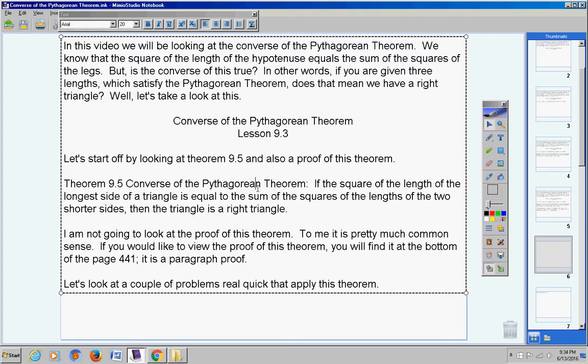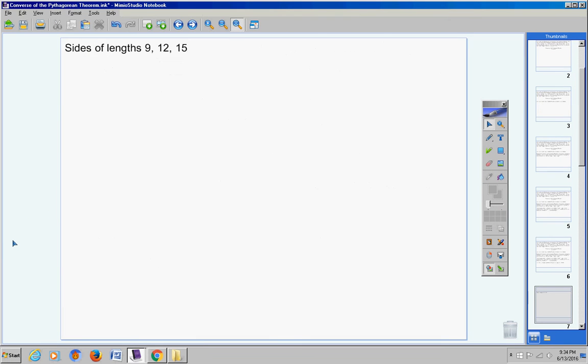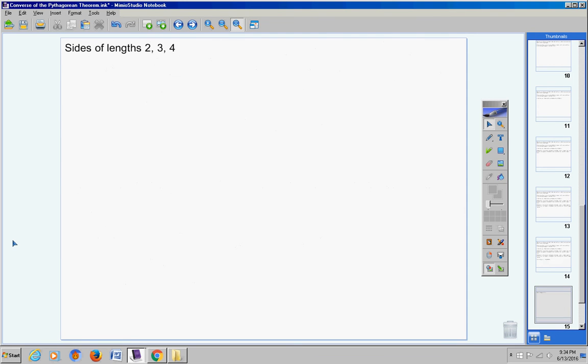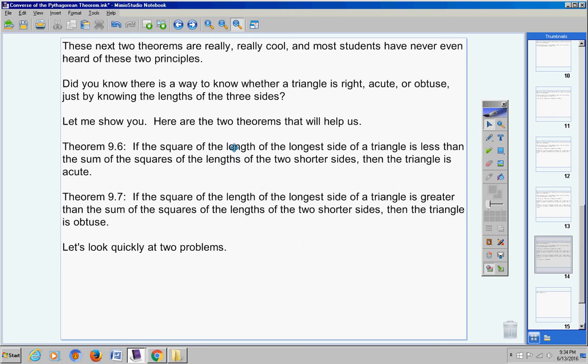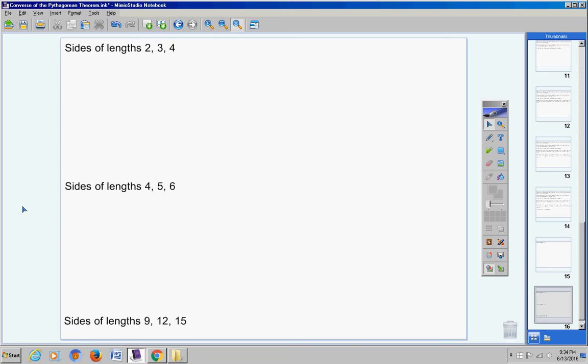You do need to know Theorem 9.5 for your quiz tomorrow, so make sure you know that. Make sure you know Theorem 9.6 for your quiz tomorrow. Make sure you know Theorem 9.7 for your quiz tomorrow. And I'm not going to give you any of these problems here. I was going to, but well, that'll be more for your test than for your quiz, okay?